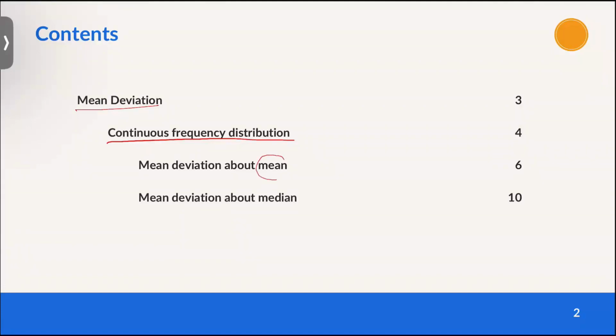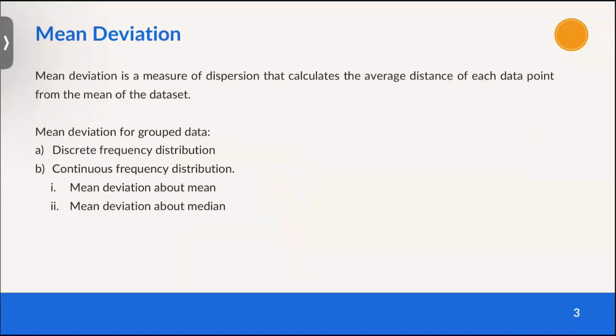It can be calculated about the mean and also about the median. In fact, it can be calculated about any value, but generally mean and median are taken to calculate mean deviation. So first, we will revise what is mean deviation. Okay. So mean deviation is a measure of dispersion that calculates the average distance of each point from the mean of a data set. So this mean, it may be any point. It may not only be the mean.